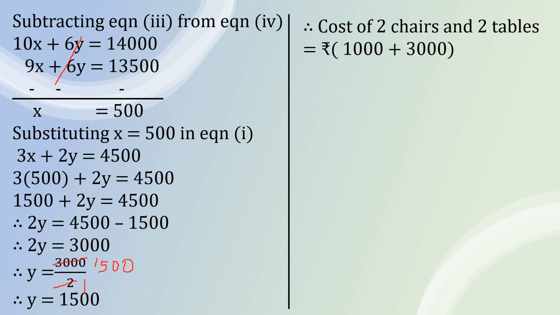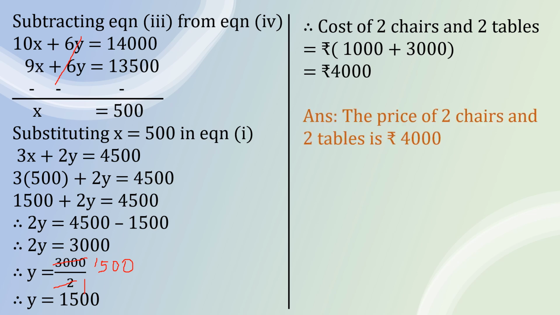So now students, you have to find the cost of 2 chairs and 2 tables. So 2 chairs. The cost of one chair is 500. So 2 chairs will become 500 plus 500, that is 1,000, and 2 tables. The cost of one table is 1,500, that is variable y. So 2 tables will become 3,000. So total cost will be 1,000 plus 3,000, that is equal to rupees 4,000. So the final answer you will write down: the price of 2 chairs and 2 tables is rupees 4,000.